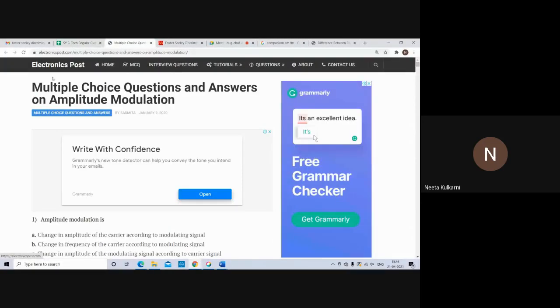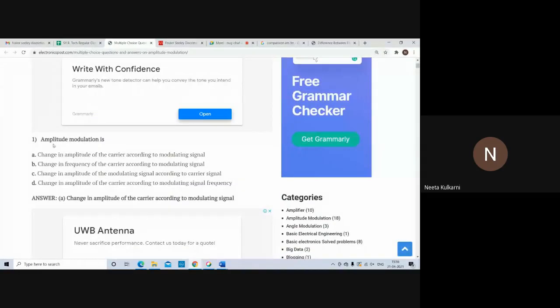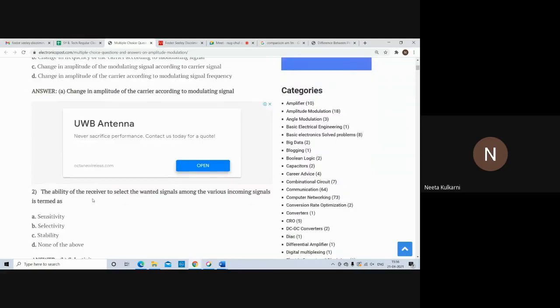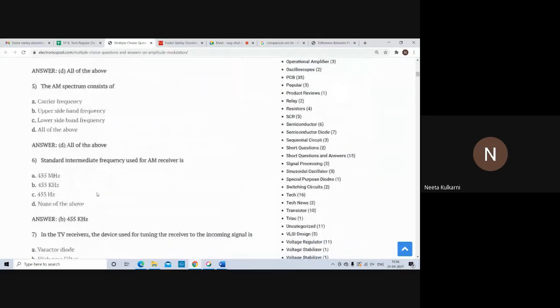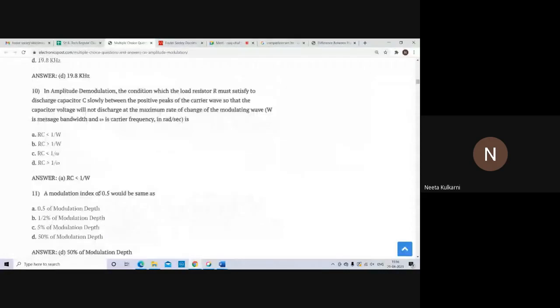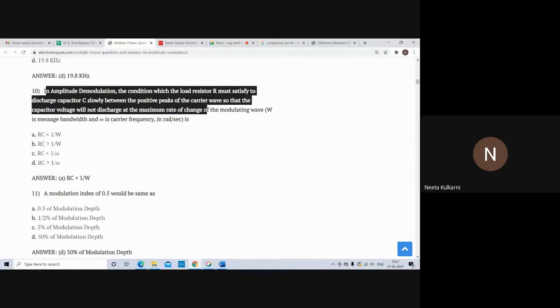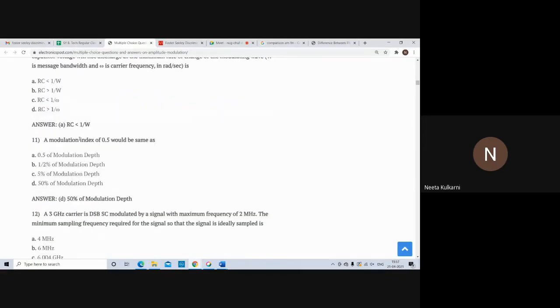See, multiple choice questions on amplitude modulation. Here are answers also. Amplitude modulation means what? With answers they have given the MCQs. Okay. काही काही एक्स्ट्रा पण असतील जे आपल्या सिलेबस मध्ये नाही आहेत, ते पॉइंट्स तुम्ही कन्सिडर करू नका. For example, in AM demodulation, the condition which load resistor must satisfy, हे इक्वेशन वगैरे आपले झालेले नाही. Okay, so these things you don't consider. If we get lectures, I will discuss these MCQs. Otherwise, you can just study them on your own.